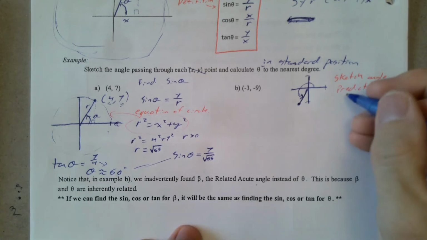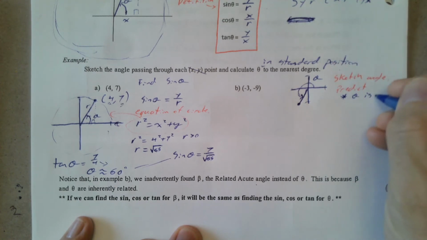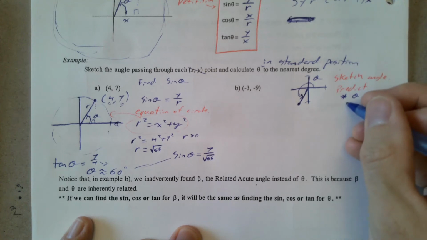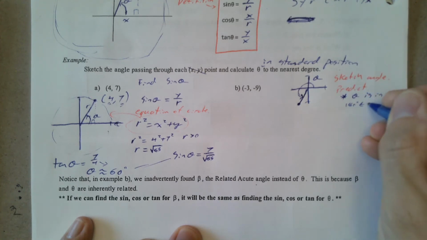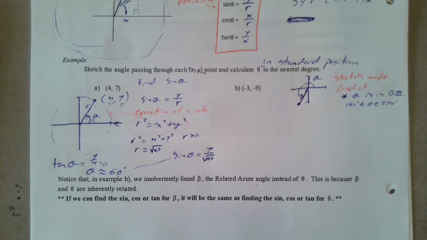Let's keep in mind that we know that theta is in quadrant 3, which means that it has to be between 180 degrees and 270 degrees. We know this to be true. Our calculator will not tell us this.